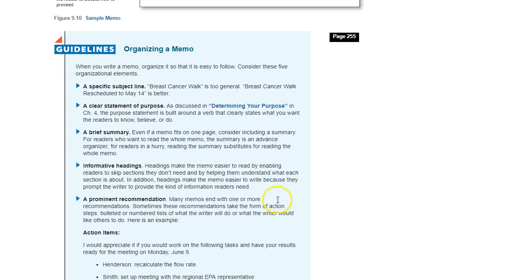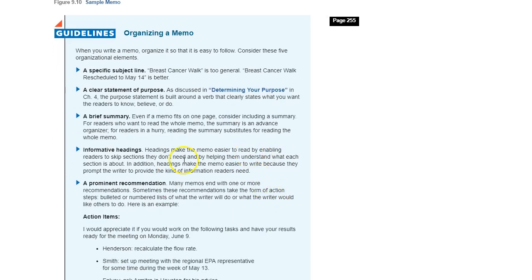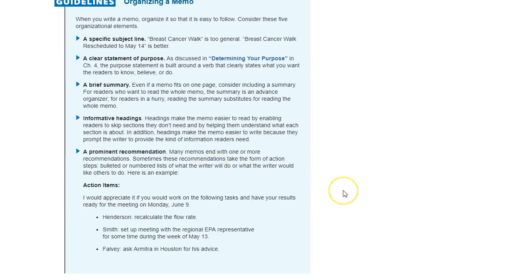So there's some more information in terms of guidelines on organizing a memo here. You can also find a checklist on page 262 of your textbook. So go back to the textbook, take a while to look at some of this information on memos. I think it'll help you a lot in getting this assignment done effectively.